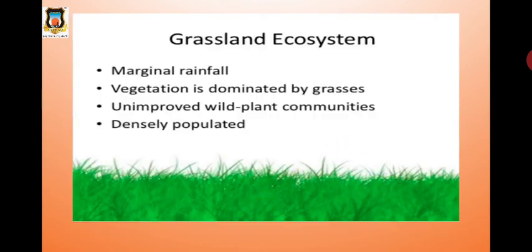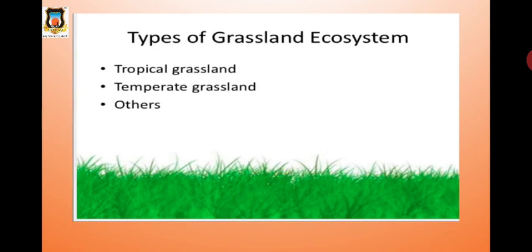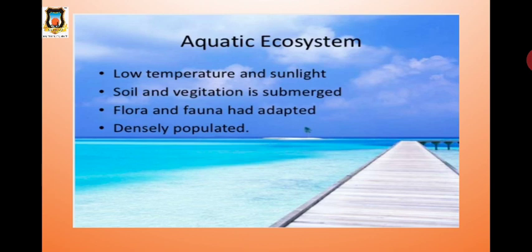Then grassland ecosystems. The grassland ecosystem forms natural vegetation on the land surface of the earth. These form open types of vegetation, and the grassland ecosystem is dominated by grass and grass-like species, and is found in South Africa and Australia. Then types of grassland ecosystems. There are tropical grassland, temperate grassland and aquatic ecosystems.